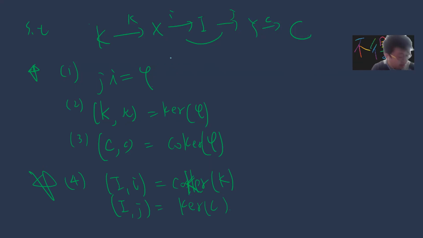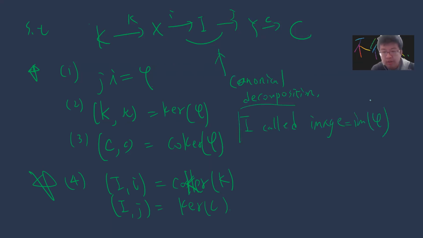Okay, and this is called the canonical decomposition in the Abelian category. I is called the image, I use I of phi. Sometimes people are very lazy, so they will just use K and C. By the way, the canonical decomposition is unique up to isomorphism.